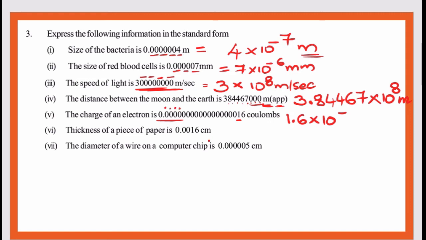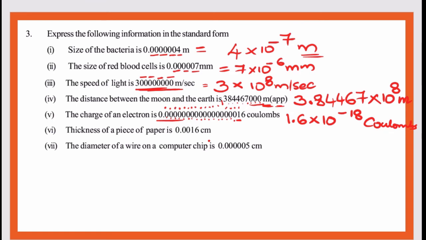1, 2, 3, 4, 5, 6, 7, 8, 9, 10, 11, 12, 13, 14, 15, 16, 17, 18. Is that correct? So once again we are going to count. 1, 2, 3, ... 16, 17 and 1, we are getting 18. So it is nothing but 1.6 into 10 power minus 18 coulombs.